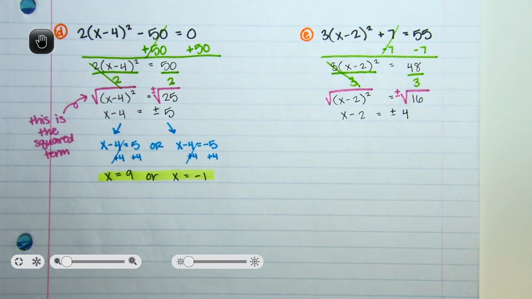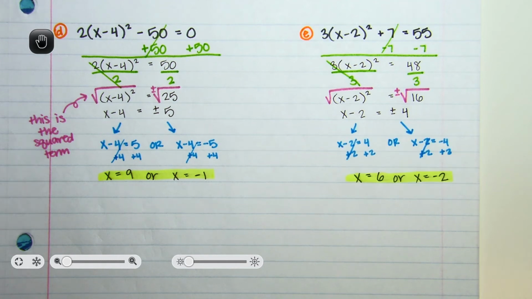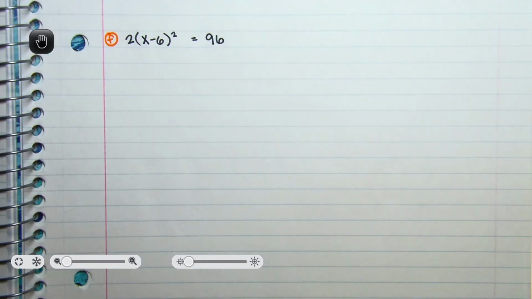Now I want you to go ahead and try this next part on your own. So push pause, and then when you're ready to check, push play. Alrighty, go ahead and check your work. So I wrote it again in blue, showing the two different options, and you should have gotten 6 and negative 2. All right, last example.